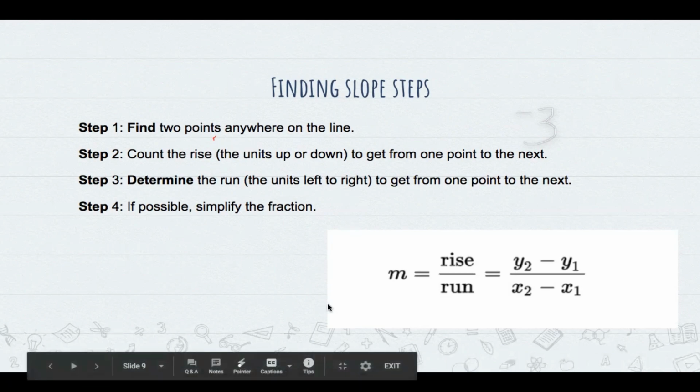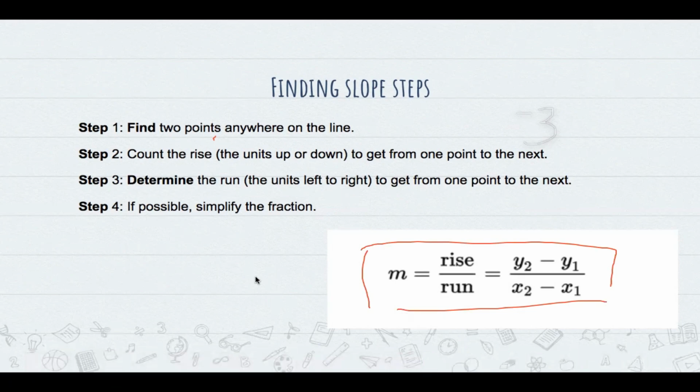And now we are going to relearn how to find slope. So this is the formula for finding slope, m would equal y2 minus y1 over x2 minus x1, rise over run, mainly used in graphs to find our points. Anyways, our steps would be to find 2 points anywhere on the line, count the rise and the run, determine the run by counting left to right units, and then from there you simplify it if it's a fraction.